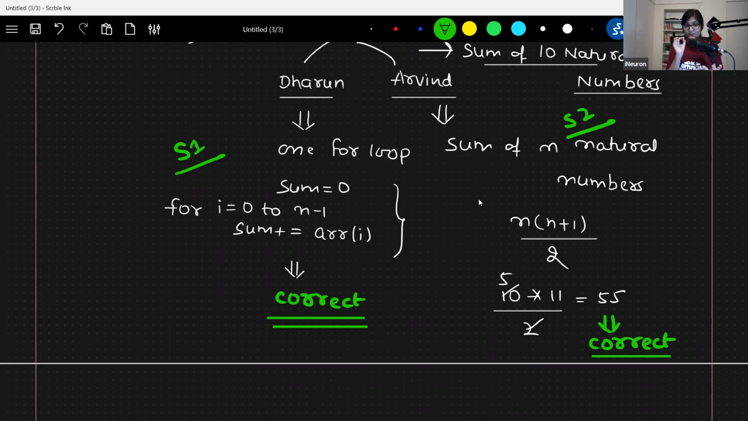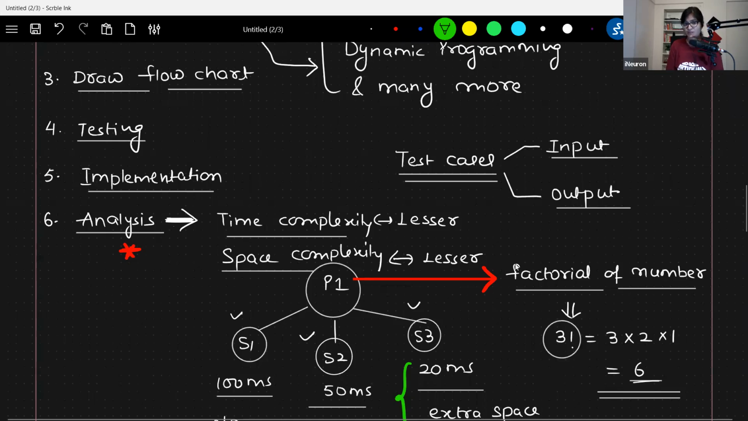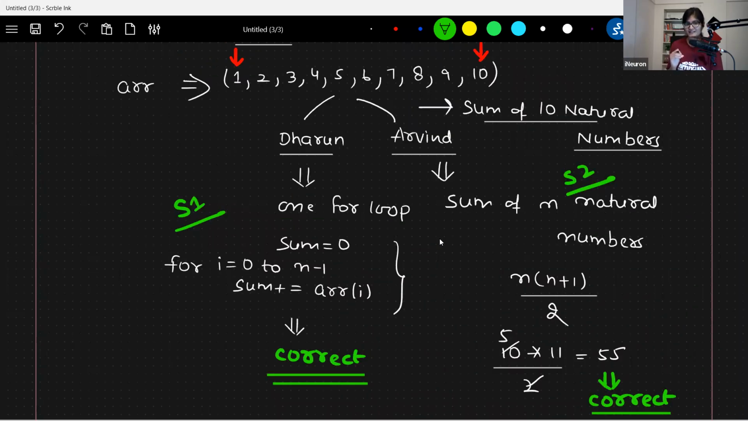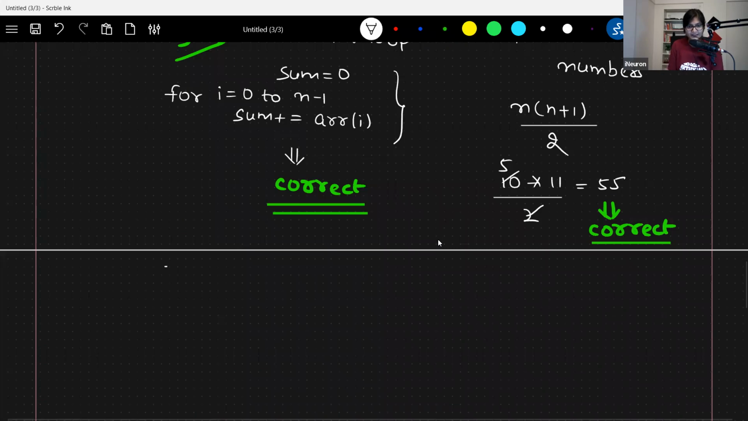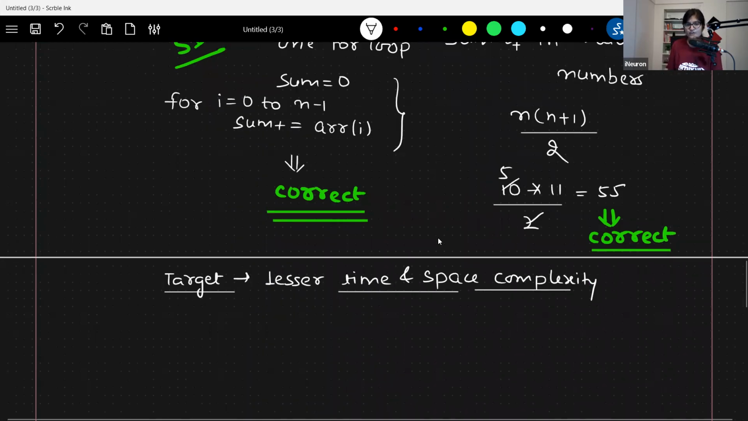But now the question is, which one is better performing? Which approach, S1 or S2, is the best one, and why? These kinds of answers, or these kinds of justifications, you will only be able to get once you have knowledge of this analysis module. Because there we will see which particular code will take the lesser time and space complexity. So always what is our target in every question? The target is to achieve lesser time and space complexity. So once you are able to understand how I will get the time and space complexity, then it will be very easy for you to talk about the same thing.